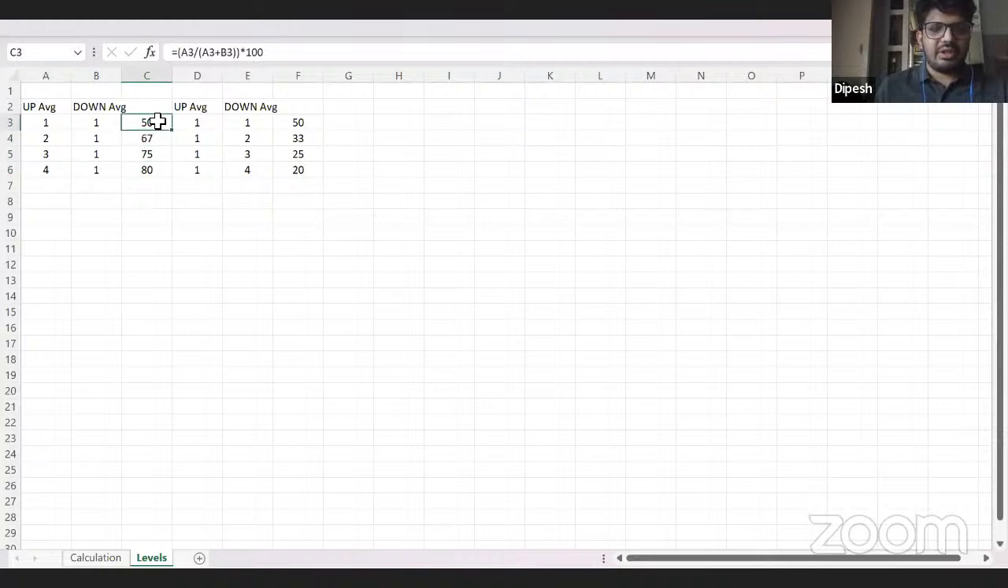So looking at 50, you should think that okay, the RSI market is at equilibrium, and we have a 1 is to 1 ratio. If it's 67, then you should think that okay, the bulls are outperforming the bears. Something should come to your mind that okay, the market is bullish, the up moves are bigger than down moves by 2 is to 1.